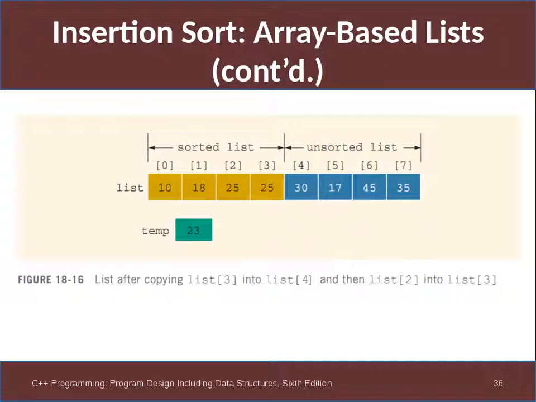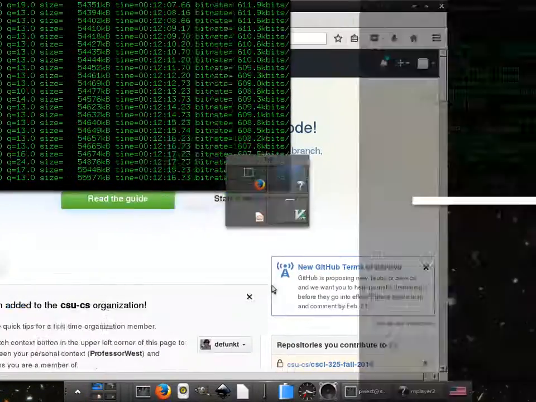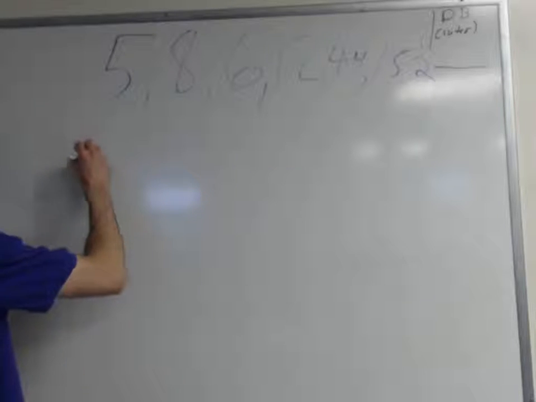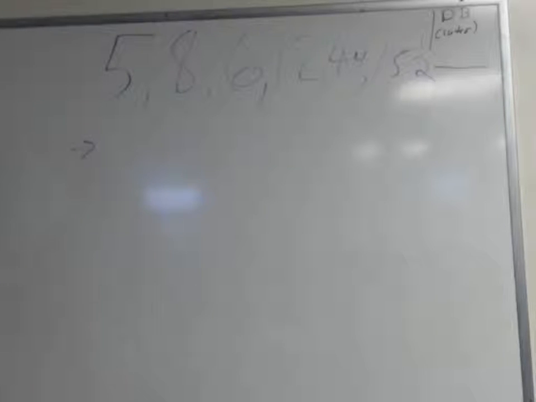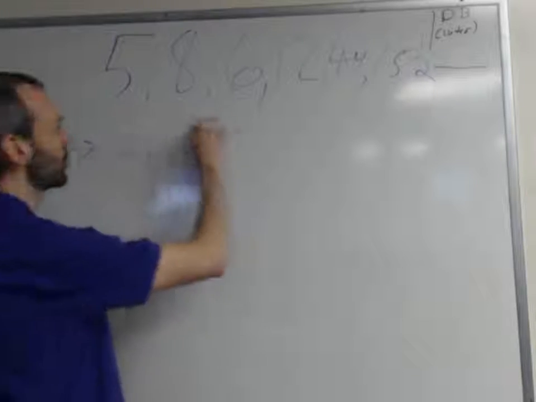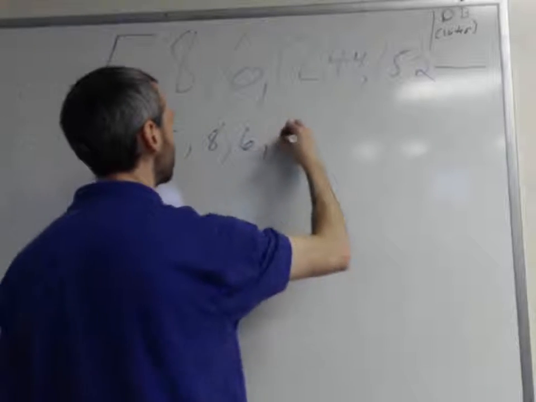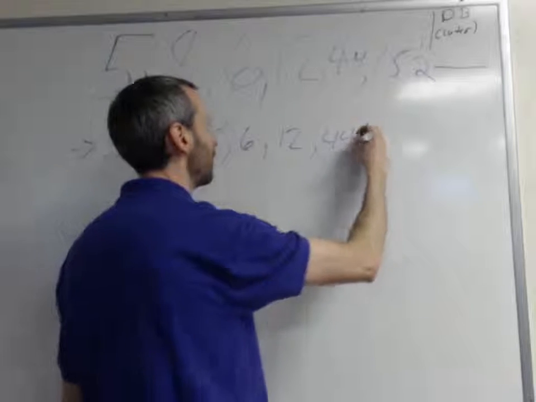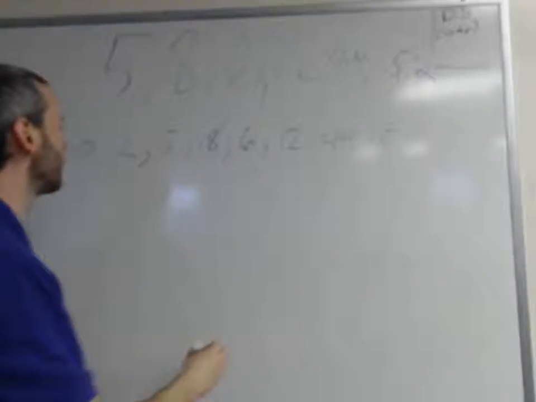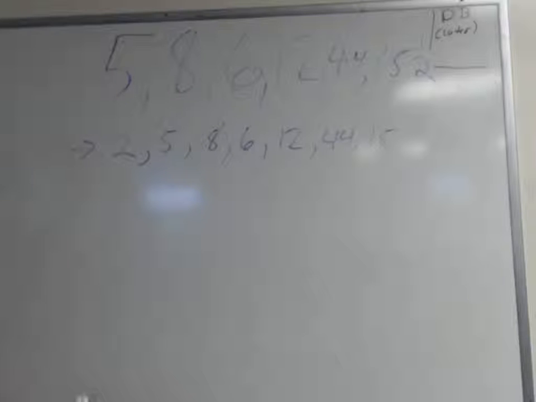Yeah. Let's do it on the board. All right. So we want to find the correct location for 1. Obviously, that's just going to be the minimum, which is the 2. So it's 2, and then we're going to shift everything down. 2 is at the end, so we have 2, 5, 8, 6, 12, 44, 15. All right. I did that completely wrong. Let me start over.